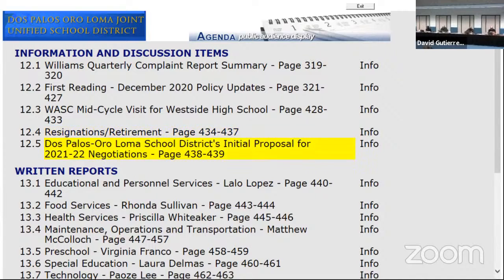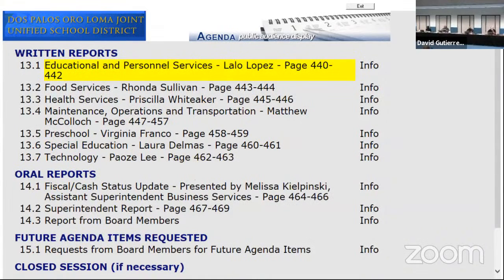4.5 Dos Palos Oro Loma School District's initial proposal for 2021-22 negotiations. If you recall, at the last board meeting, there was a sunshine letter from the association, and this is the district's initial proposal. Questions? Thank you, Dr. Moore. Written reports.